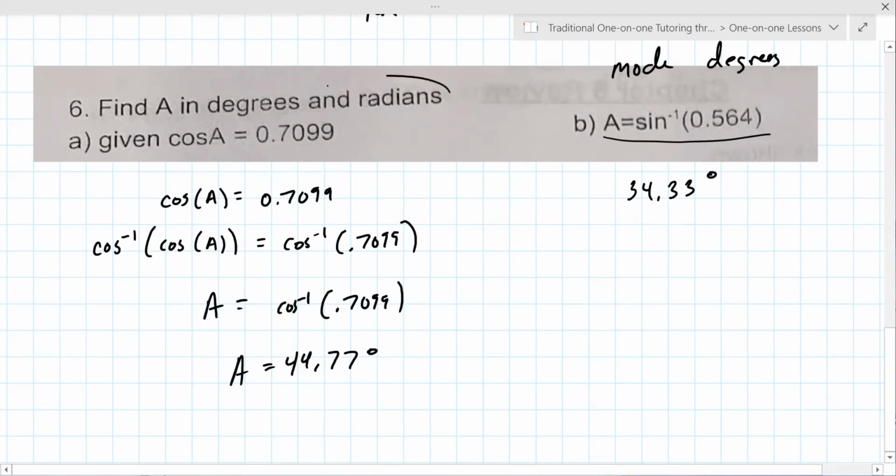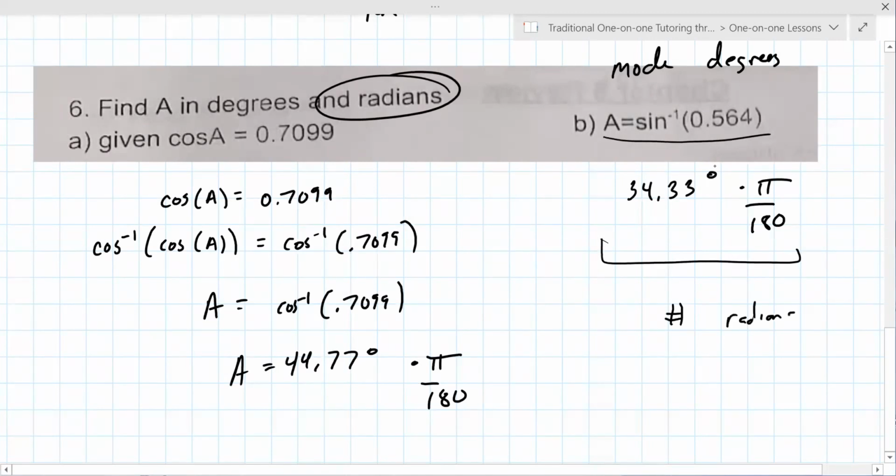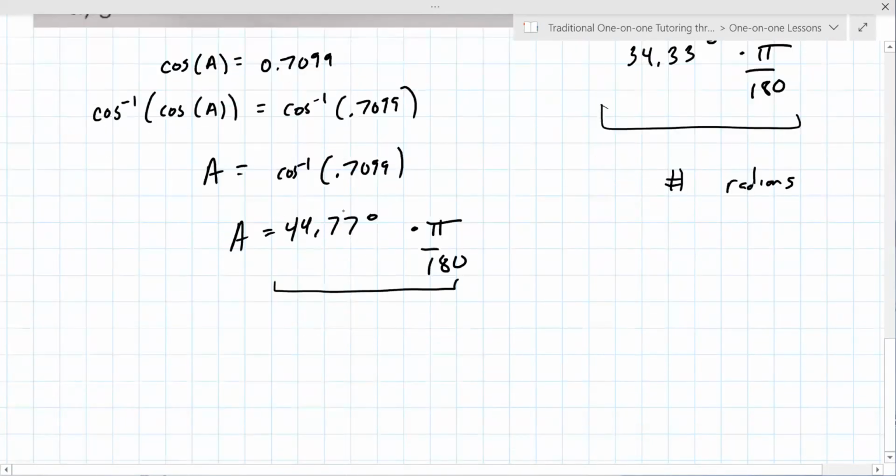Great. Now to go to radians, you have to multiply by pi over 180. And that number is your answer, whatever it becomes, say the number radians. You don't use the degree symbol. Same thing down here. The degree symbol is only used for degrees. You just write whatever that number is, radians.